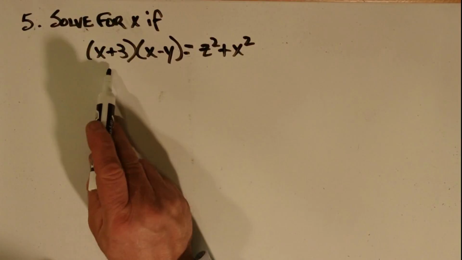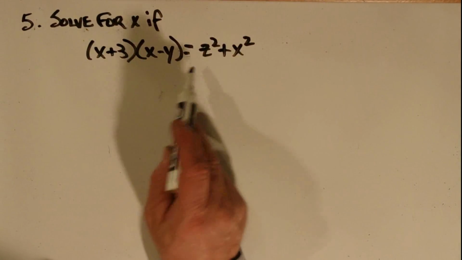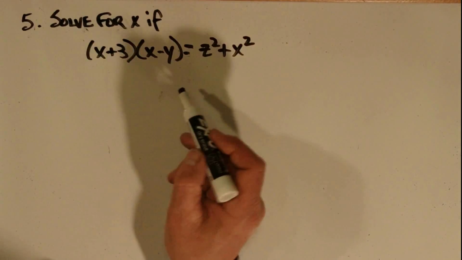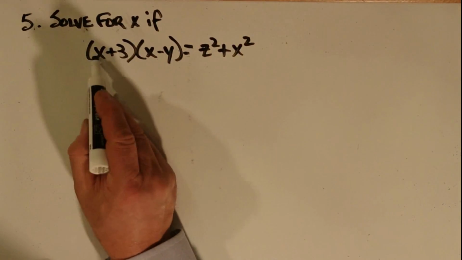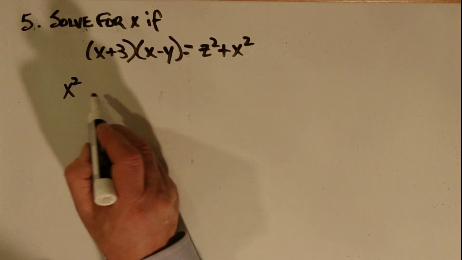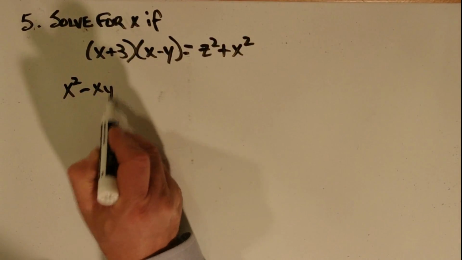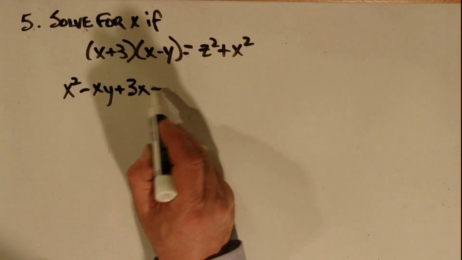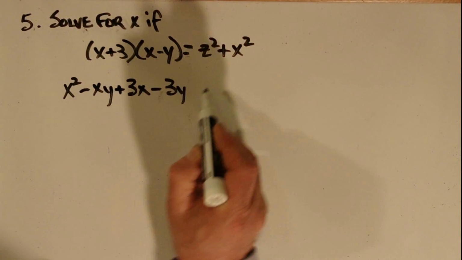The fifth problem in this set, solve for x if the quantity x plus 3 times the quantity x minus y is equal to z squared plus x squared. Multiplying out what we have in the parentheses first, we get x squared minus xy plus 3x minus 3y is equal to z squared plus x squared.